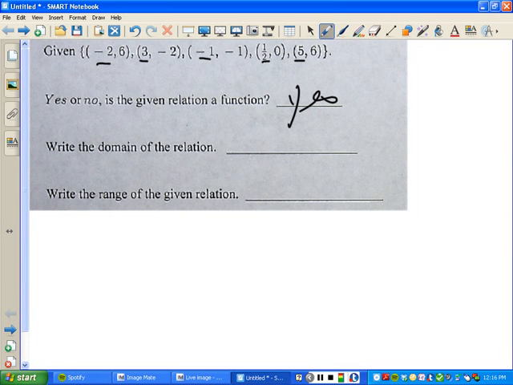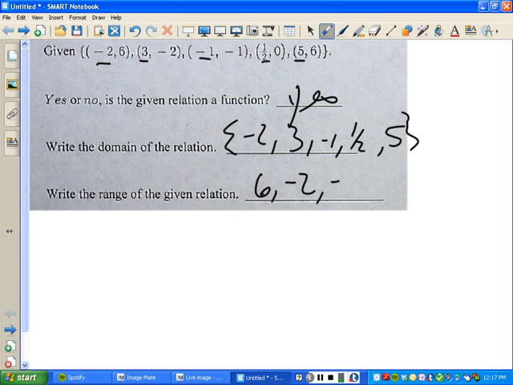Write the domain of the relation. What is the domain of the relation? Negative 2, 3, negative 1, 1/2, and 5. That is the domain. Now, what is the range of the relation? The range is the y values. 6, negative 2, negative 1, 0. And then you don't say 6 again. You've already said it once. Right? Parenting rules. Just say it one time.